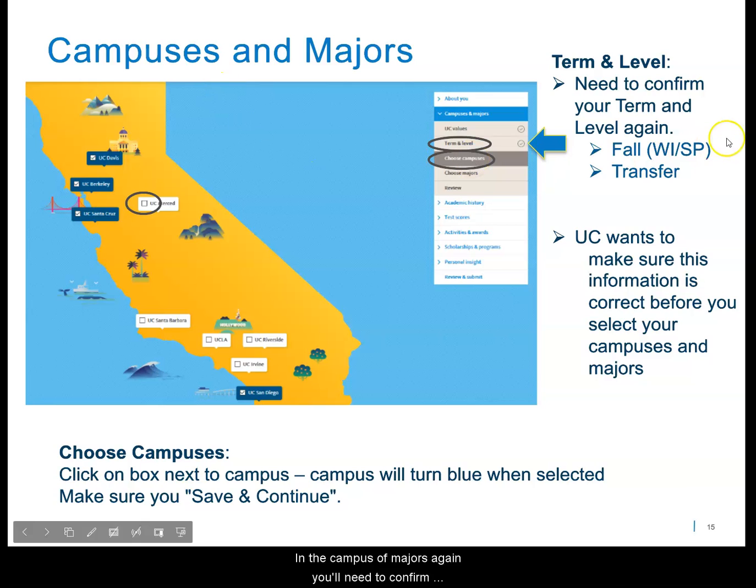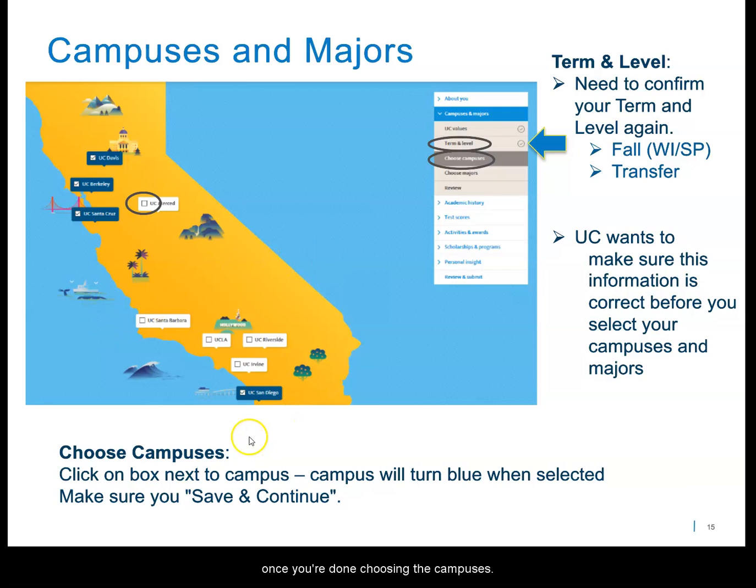So in the campuses and majors section, you'll need to confirm once again your term and level. So you'll basically confirm what term, whether it's fall, winter, or spring, and your transfer level. The UC wants to make sure the information is correct before you select your campuses and majors. The way you choose your campuses, you basically click on the little box of the UC you want to apply to. You'll notice that once you select it, it turns blue. And then you can save and continue once you're done choosing the campuses.